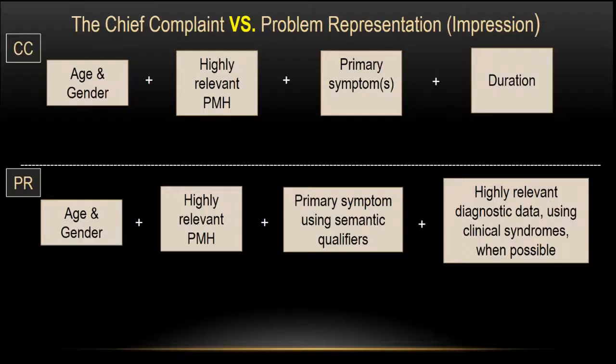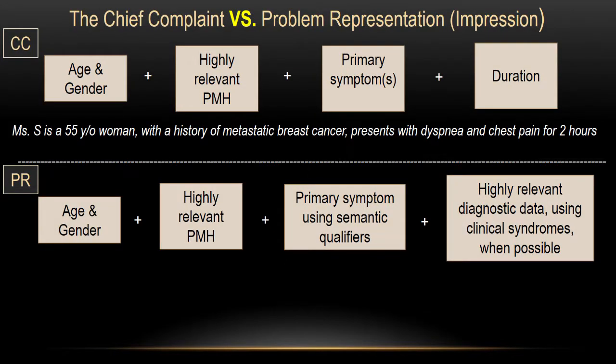You might think that the chief complaint and the problem representation are one and the same thing. Actually not. They are kind of close, that's why I put them for you in one slide here. And let me give you one patient. How do we state his chief complaint and how do we state his problem representation? Don't forget, the chief complaint is age and gender, followed by the highly relevant past medical history, plus primary symptom, plus duration. So for this woman, it could be something like that. Miss S is a 55-year-old woman with a history of metastatic breast cancer, presents with dyspnea and chest pain for 2 hours.